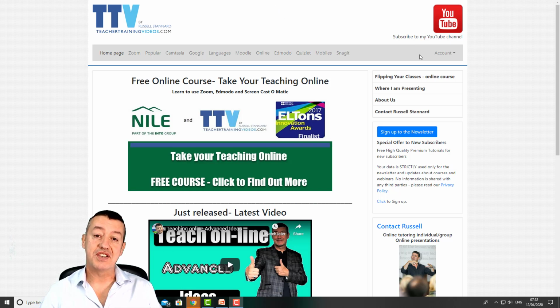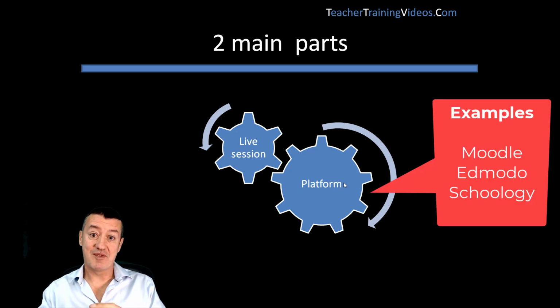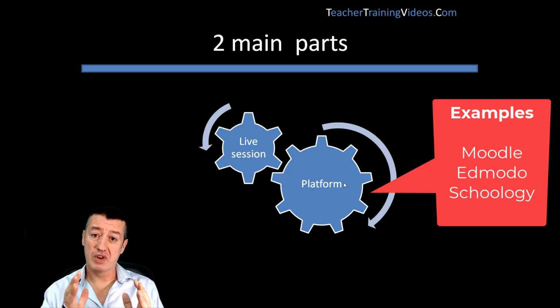Right, let's get started. When we teach online, there's always 2 components to what we do. We have a live session using something like Zoom or Click Meeting or Adobe Connect. And then we normally have a platform where the students go to do their homework, do their assignments. Now that platform is really important, which is the reason I've made it bigger in the image, because for me the platform plays a bigger role than the live session.